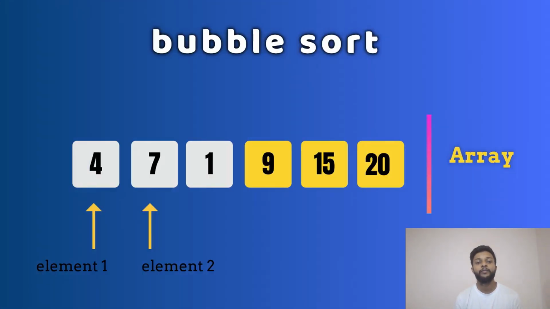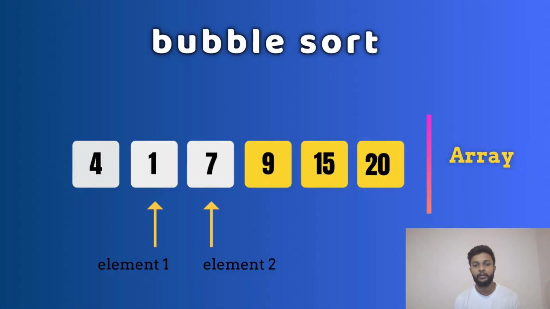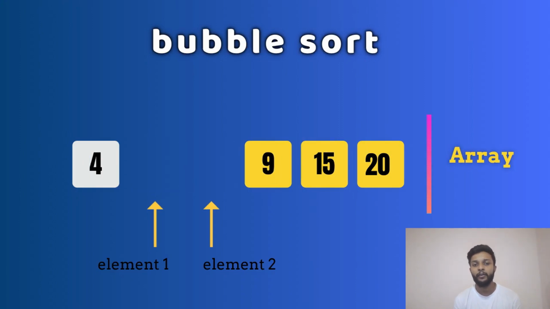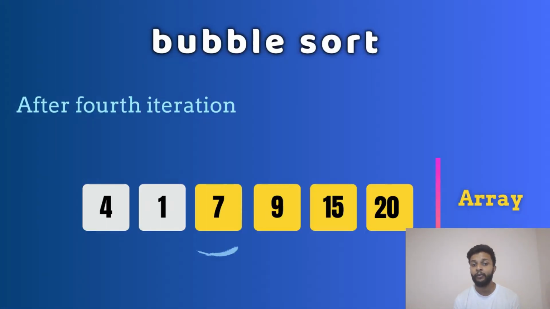At this time, the first pair of elements are 4 and 7. 4 is less than 7, so we do not swap them. Then we move to our second pair of elements, 1 and 7. This time 1 is less than 7, so we have to swap them. At the end of the fourth iteration, 7 is in the correct position. It means our fourth highest value in our array is in the correct position.